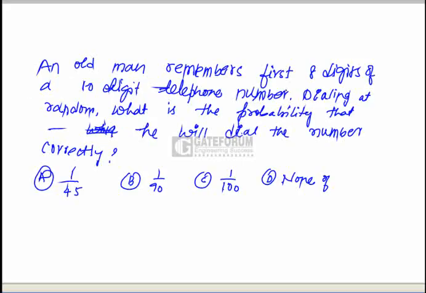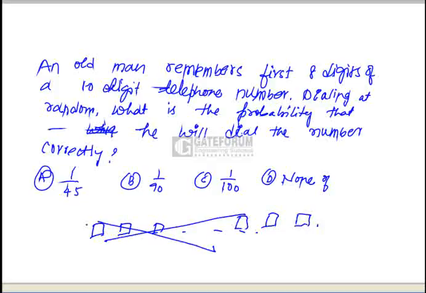An old man remembers the first 8 digits of a 10-digit telephone number. Dialing at random, what is the probability that he will dial the number correctly? Out of the 10-digit telephone number, the old man will remember the first 8 digits. So he has to go for random dialing of the last 2 digits.